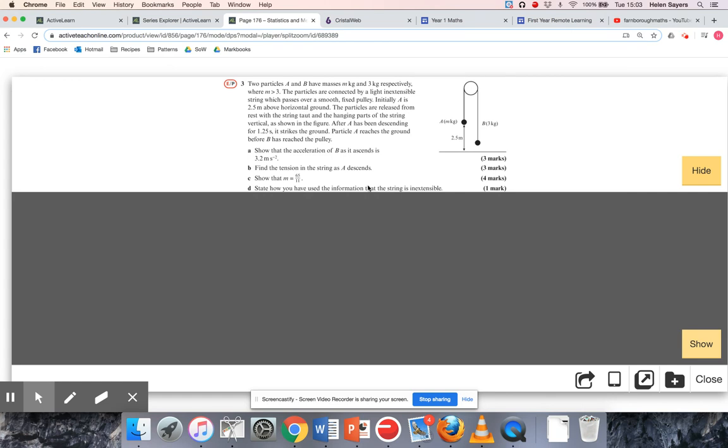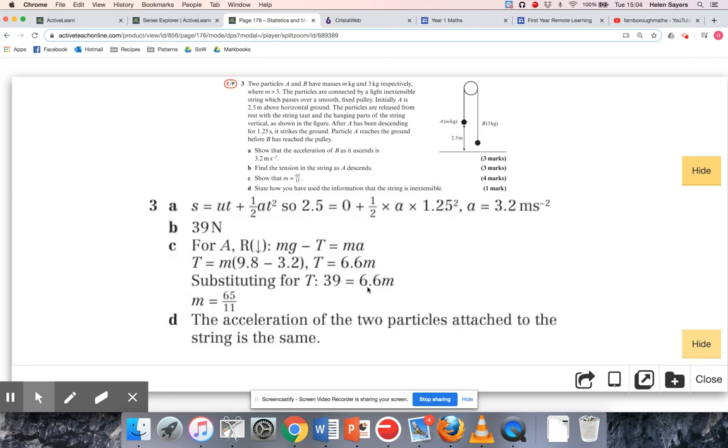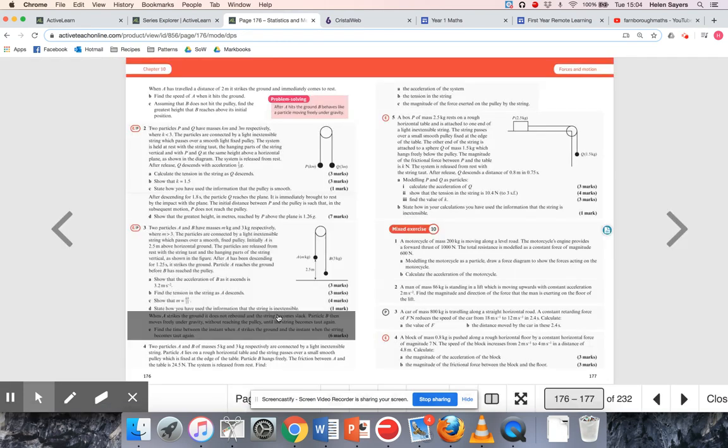Okay, so state how you have used the information that the string is inextensible. We've mentioned it, so I won't bother writing it out, but that's when we used the fact that when we worked out the acceleration of A going down, because the string is inextensible, that's the same as the acceleration of B going upwards. Right, and then I think there is another bit to this question, so let's carry on.